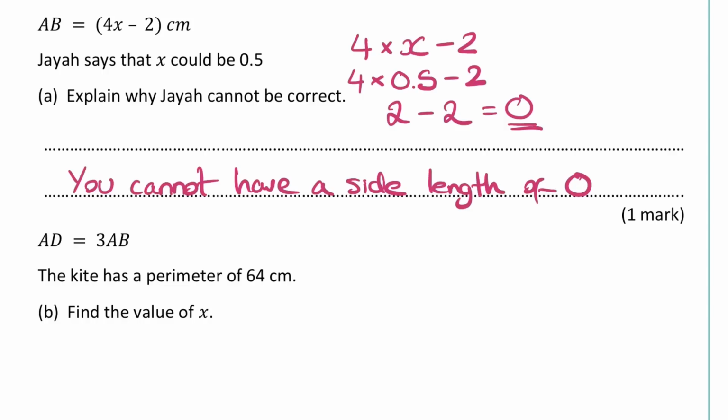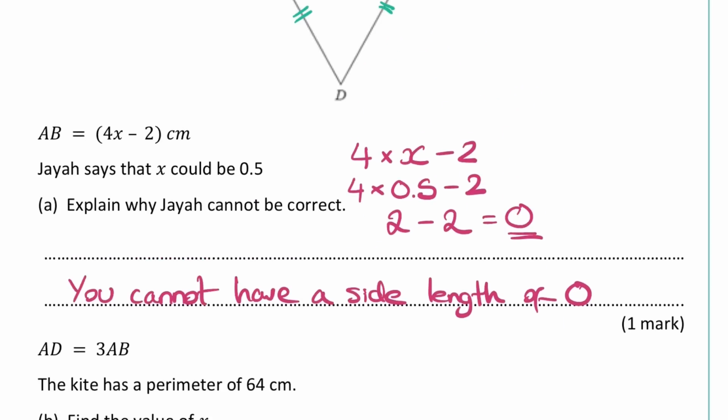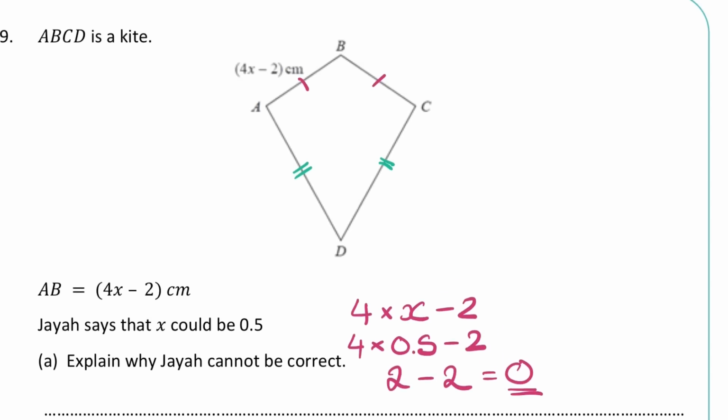So the next part, it says A to D is 3 lots of A to B. Before we carry on reading, let's just have a look. So A to D, which is this length here, is 3 lots of A to B, which is this length here. Before we even move on, we can write what that side length is, because if it's 3 times the size, we need to times that one by 3. So the 4x would become 12x. The 2 would become 6, and it's a minus in between, so we'll stick that in as well. So there we go, that's 3 times the length now.